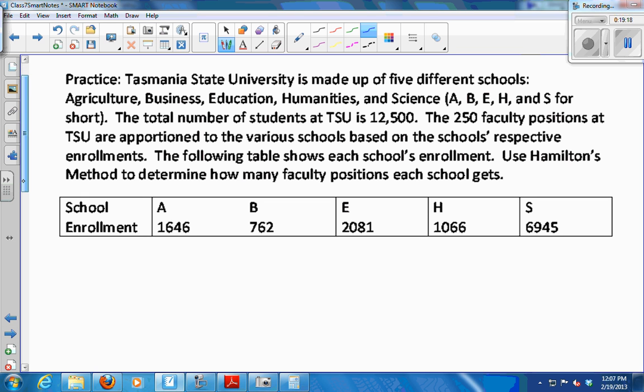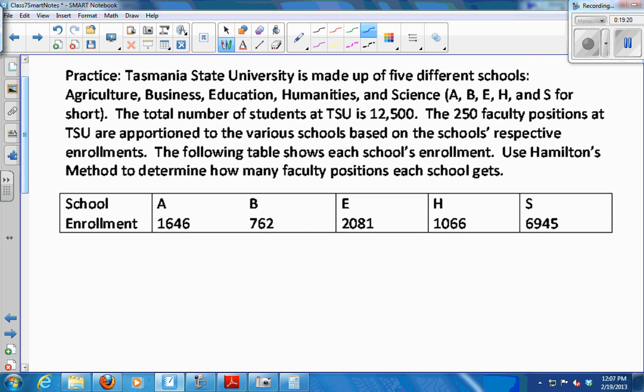All right, so you try one. Tasmania State has 5 different schools. The total number of students is 12,500, and we're going to apportion faculty positions based on the schools' respective enrollments. So here are the schools' enrollments. You might want to add a column to here called total. Use Hamilton's method to figure out how many faculty positions each school should get.